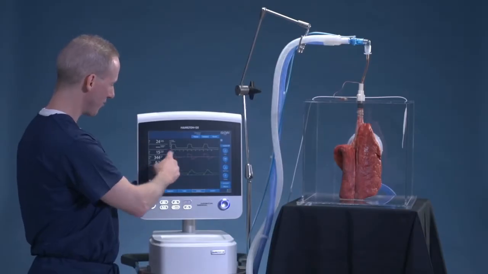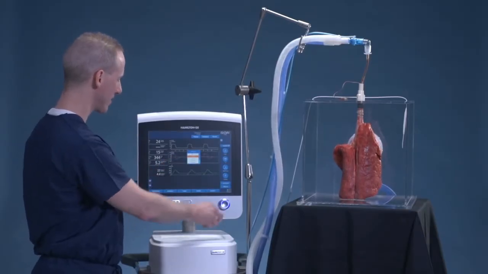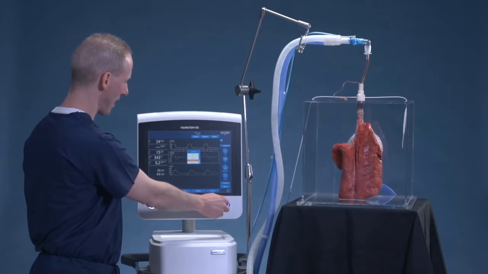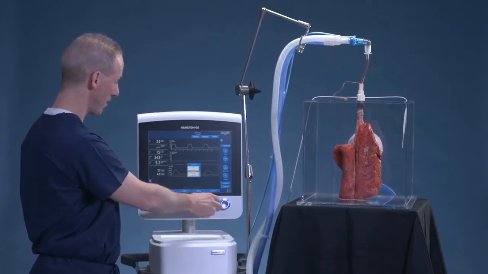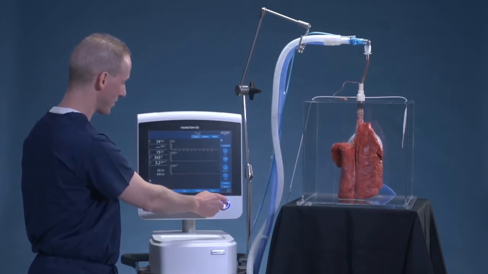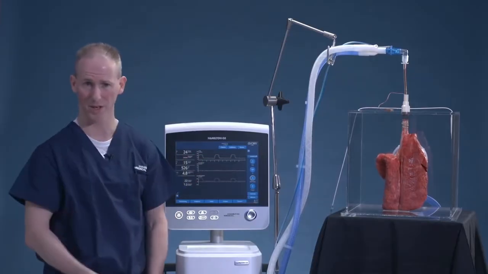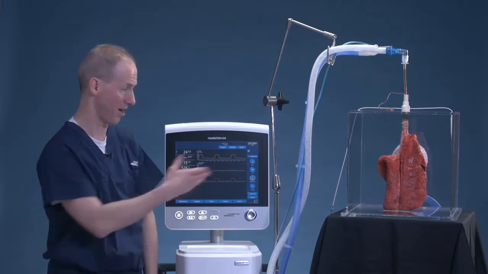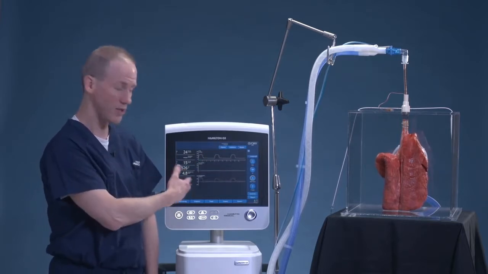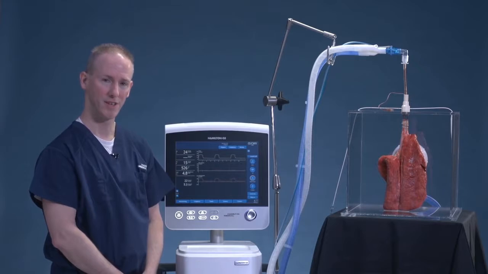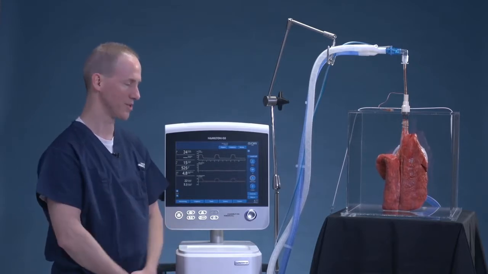With the G5, with a simple touch of the screen, I can change this flow to read esophageal, and I can change this volume to read transpulmonary. We have airway pressure, esophageal displaying the pressure that we have currently inside the box, and then transpulmonary pressure, which is the balance of which is the true distending pressure of the lung.